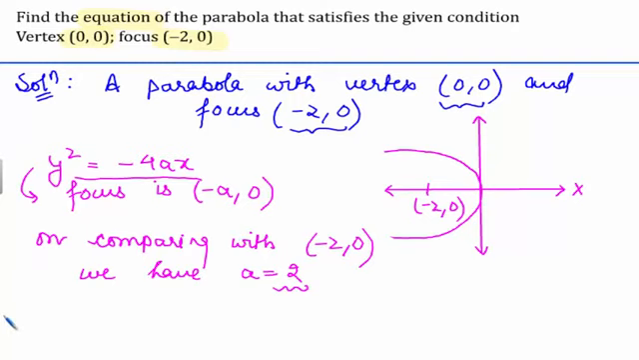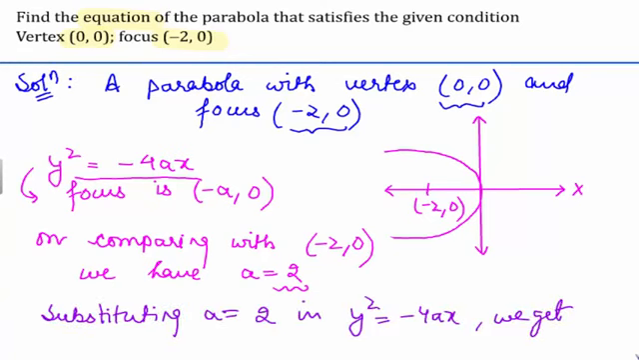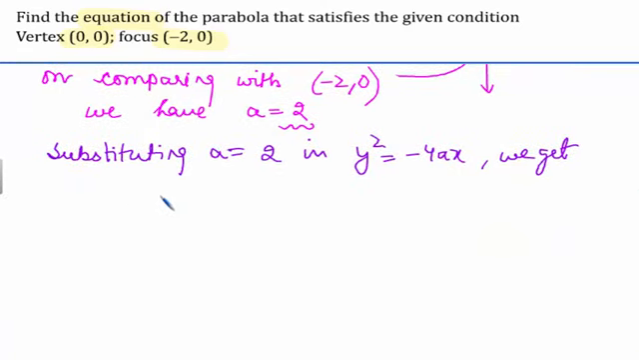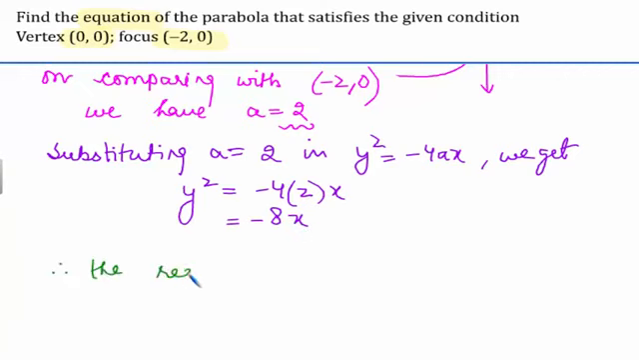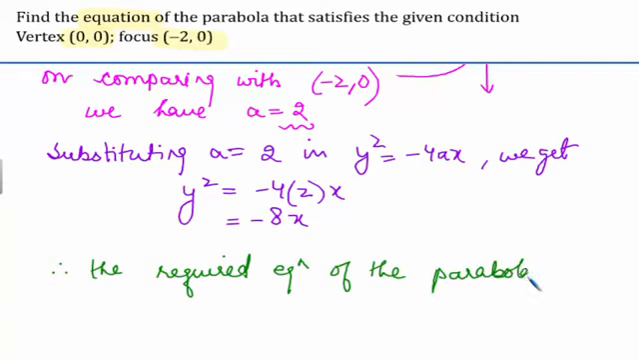Now substituting a is equal to 2 in y square is equal to -4ax, we get y square is equal to -4 times 2 into x, which is equal to -8x. Therefore, the required equation of the parabola is y square is equal to -8x. This completes the solution.